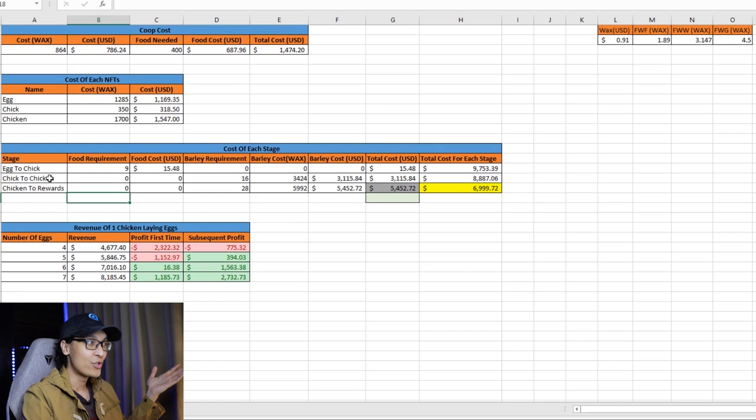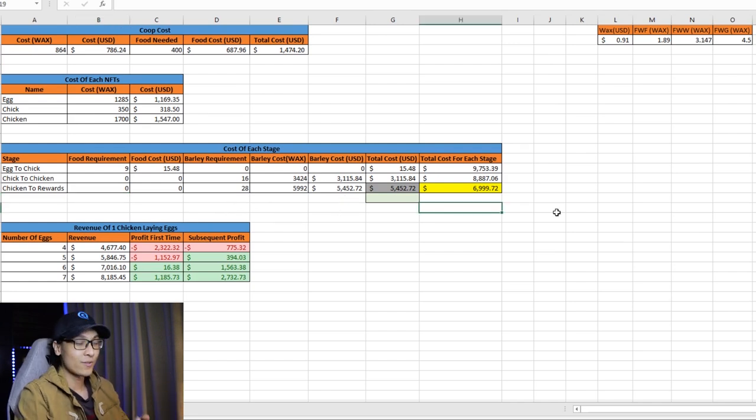Now, if you want to grow your chick to chicken, you will require 16 barley, and 16 barley right now costs you about $3,100. And of course, once you have your chicken, you will need to have 28 barley in order to reap the rewards. The total cost of 28 barley is roughly about 5.4k.